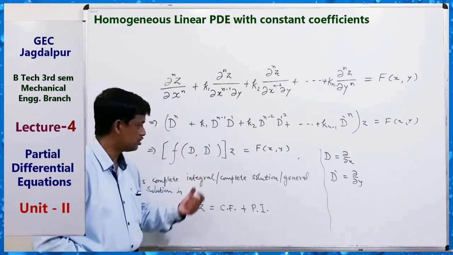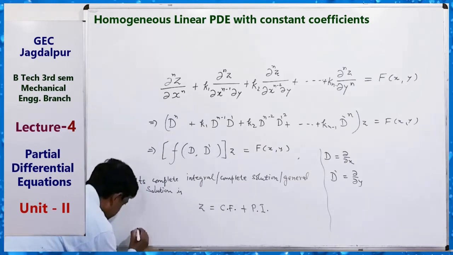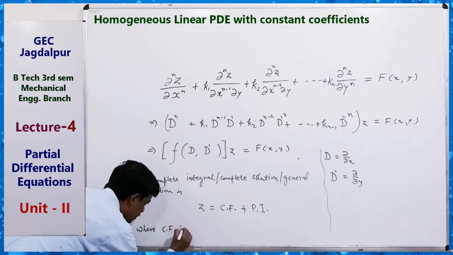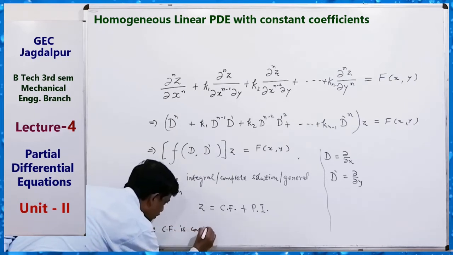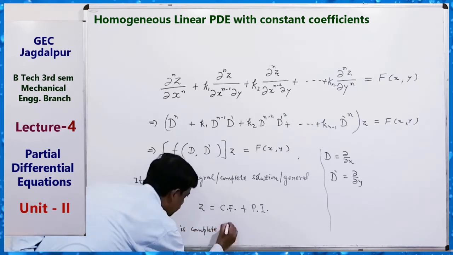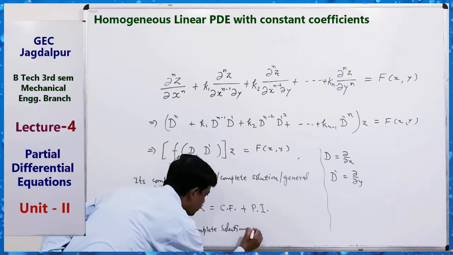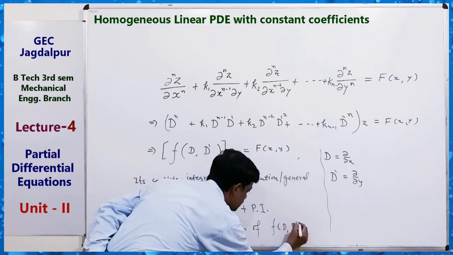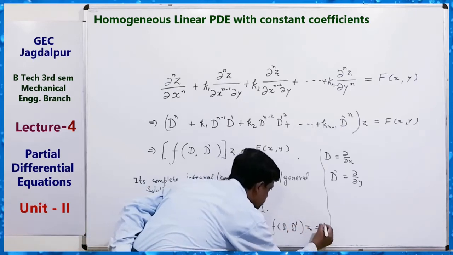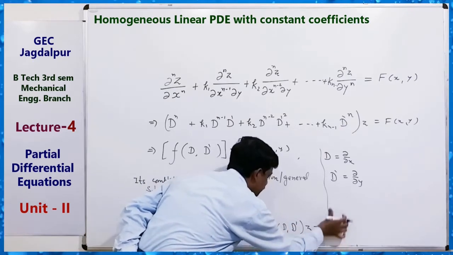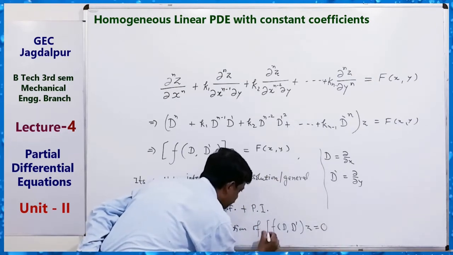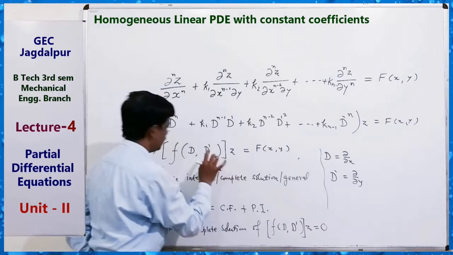The CF is the complete solution of F of D, D dash z equals 0, taking the right hand side 0. Clear? Taking the right hand side 0.